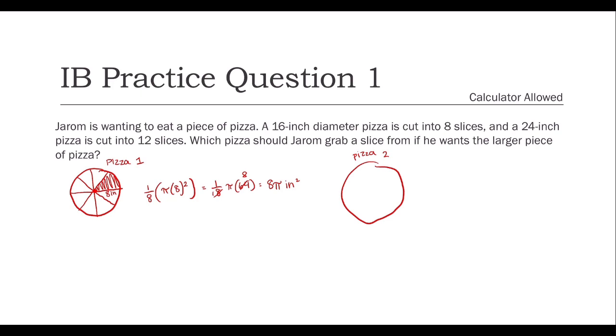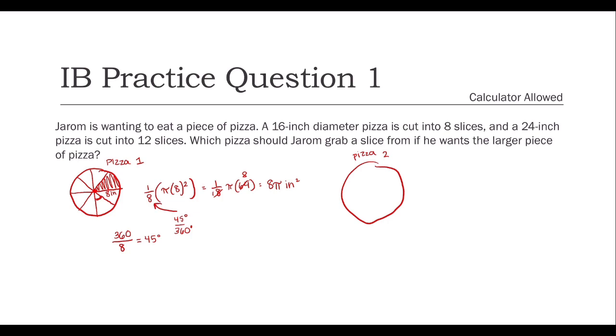So you could also figure out what each of these angles is by taking 360 and dividing that by 8. So we could find that each angle is equal to 45 degrees. And then you could say 45 degrees out of 360 degrees, which will just simplify back to 1/8.